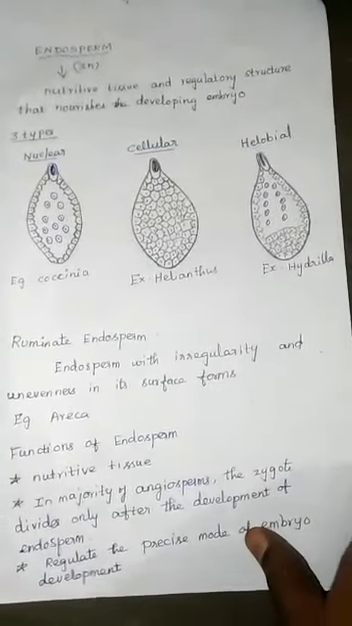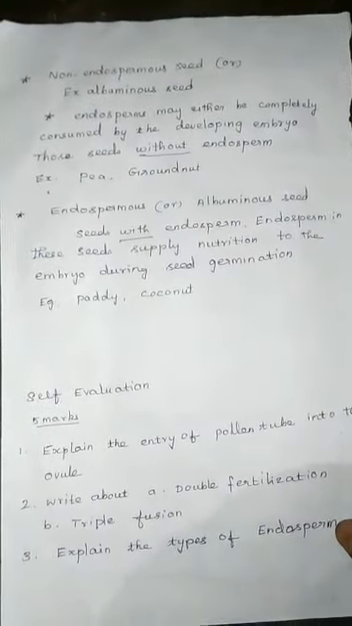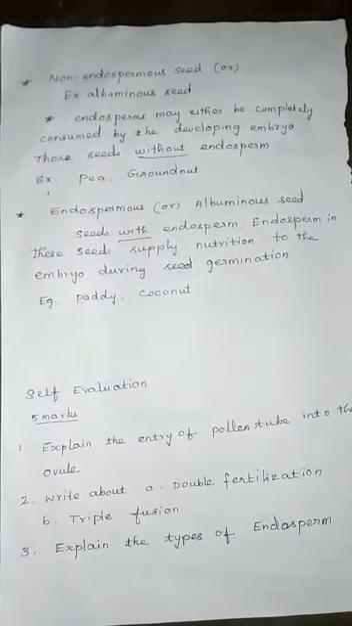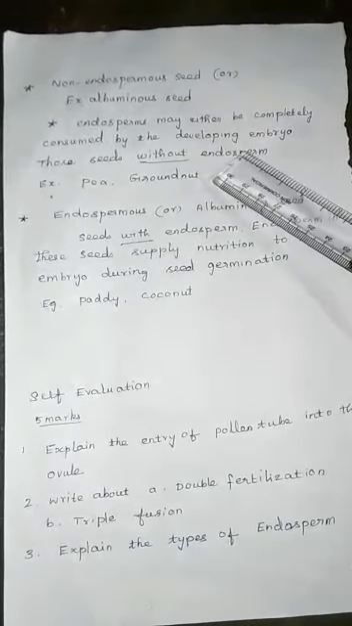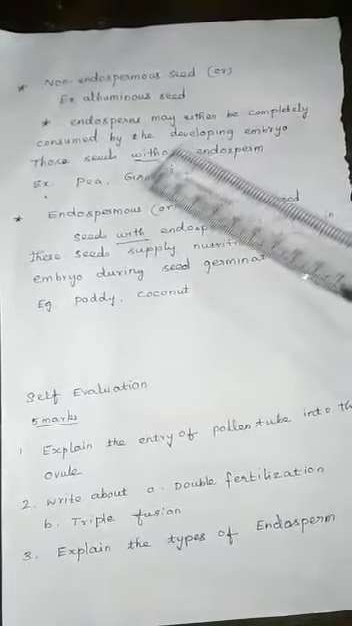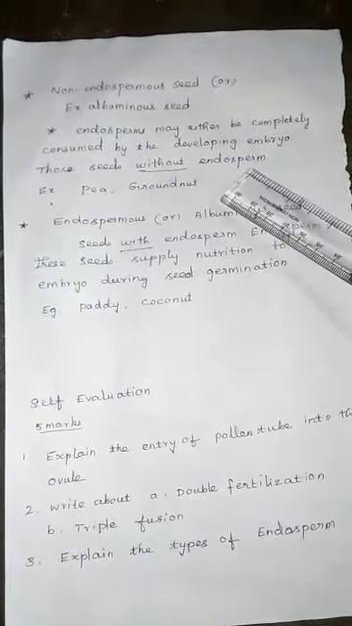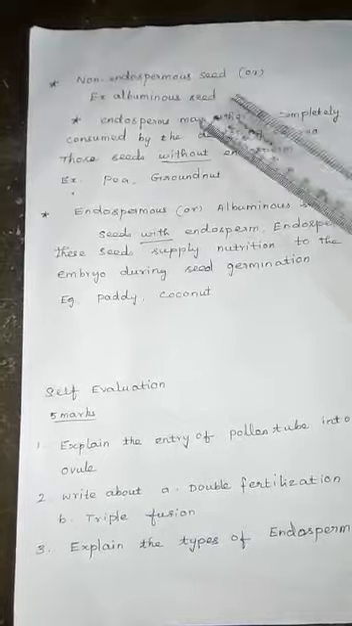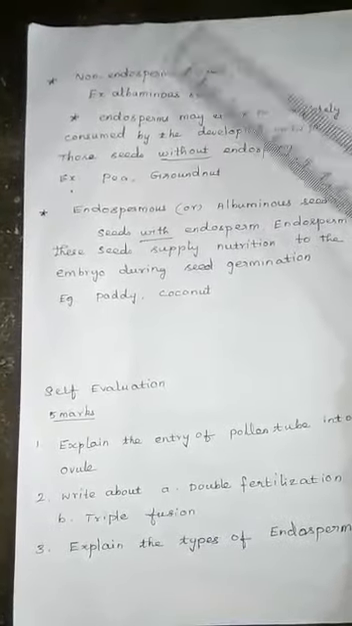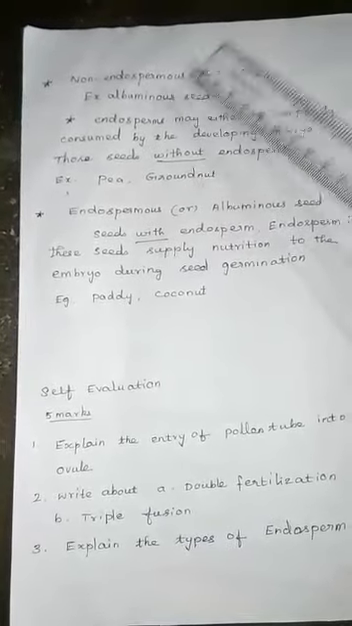Next we can see what are endospermous seeds and non-endospermous seeds. Here, the endosperm may be completely consumed by the developing embryo. In such cases, we do not find endosperm. So the seeds without endosperm are called non-endospermous seeds, otherwise called ex-albuminous seeds.